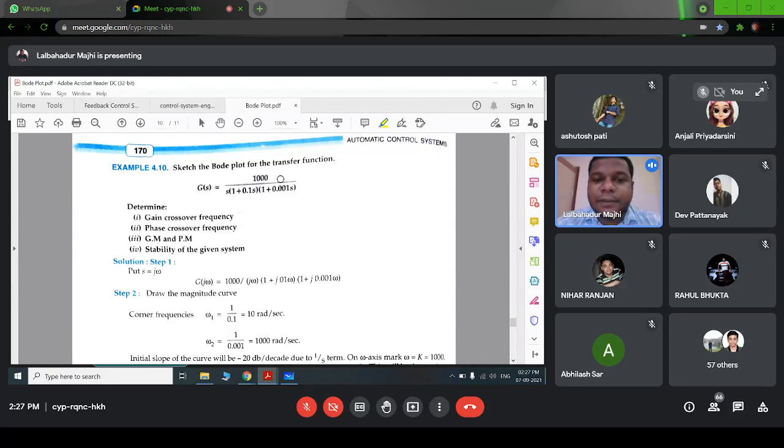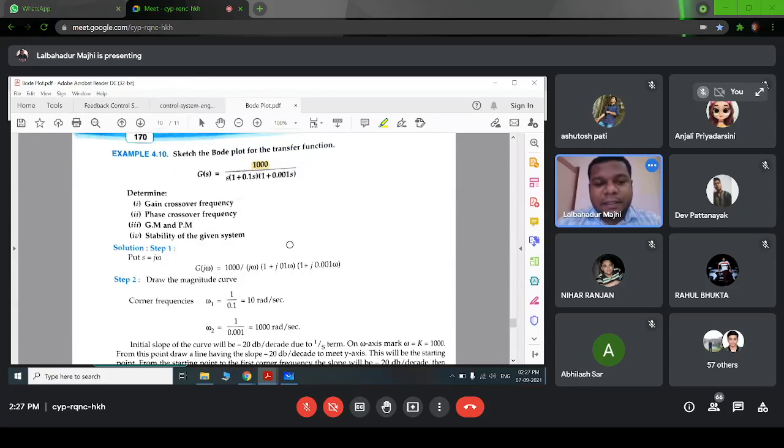So first we have to put s equal to j omega and check whether it is in the pole-zero form or in time constant form. If it is in the pole-zero form, your gain value will be different, and the gain value depends on that. Here we have a pole at the origin, so we can neglect omega equal to 0, because the log at omega 0 gives minus infinity. So we have to ignore this pole at the origin.